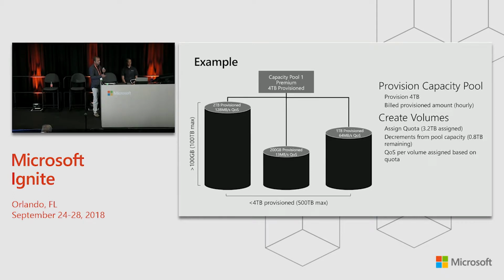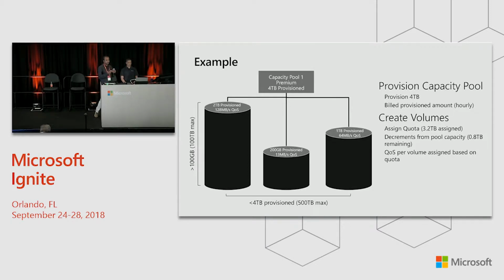To round this off, I'll work through an example where the user bought a 4 terabyte capacity pool. It could be 100 terabyte, it could be 500 terabyte, but we'll work with a simple number here, 4 terabyte. You get billed on that 4 terabyte pool of capacity. And that billing is fractional hourly, so if you create a pool and delete it after 2 hours, you only get billed for 2 hours, not for the whole month.